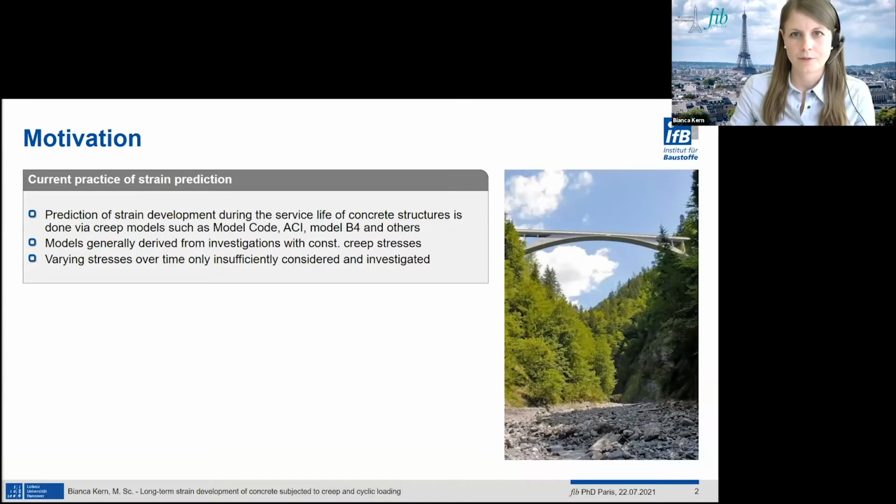Let's turn first of all to the motivation of my research topic. During the service life of concrete structures, there is strain development that is predicted by creep models such as Model Code, ACI, or Model B4. These models are usually based on investigations with constant creep stresses. Varying stresses over time are only insufficiently considered.